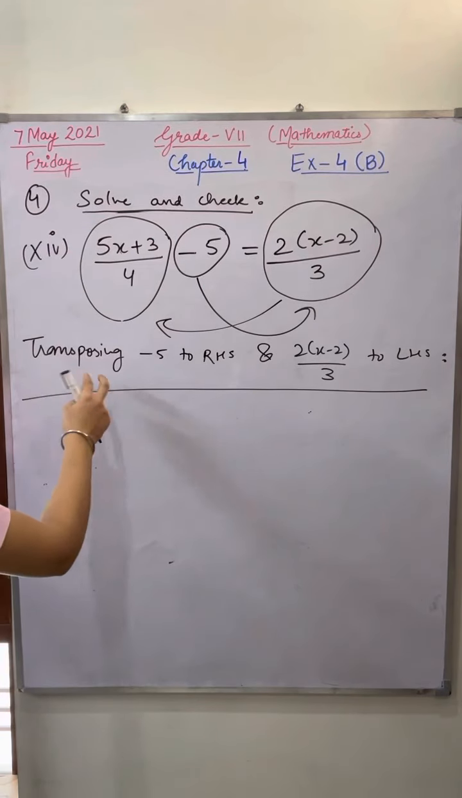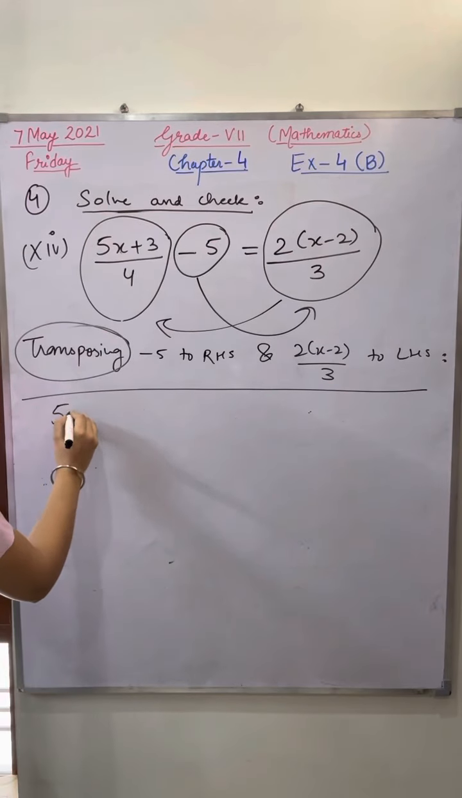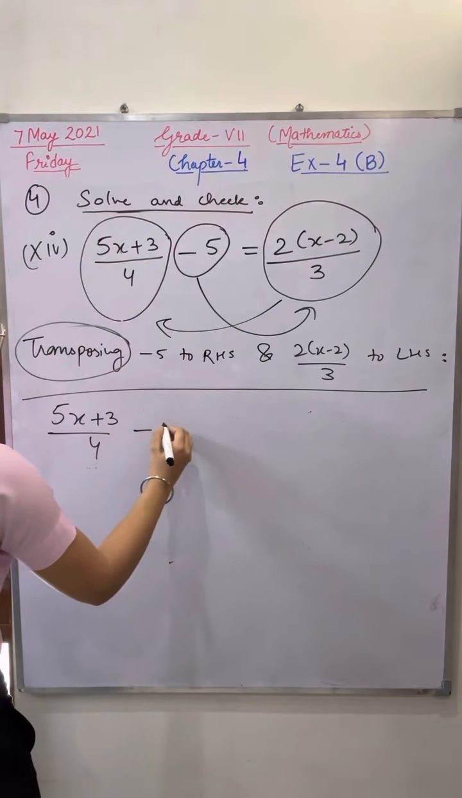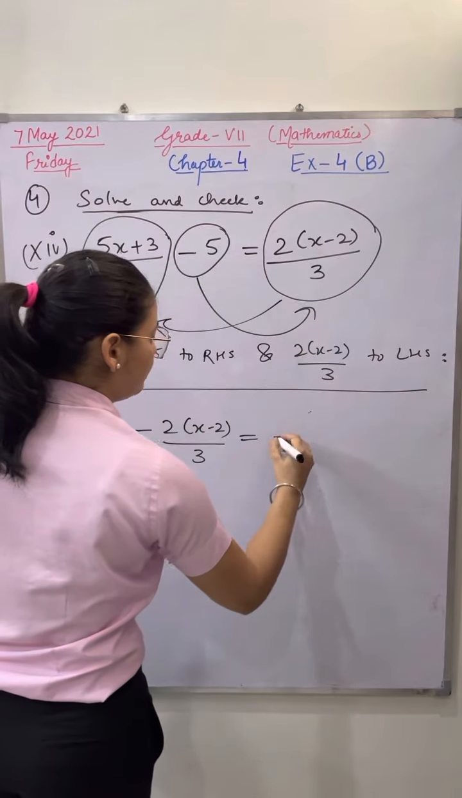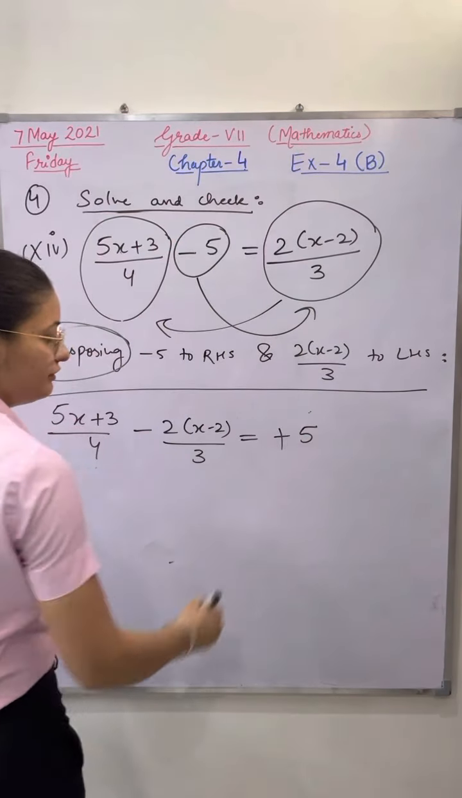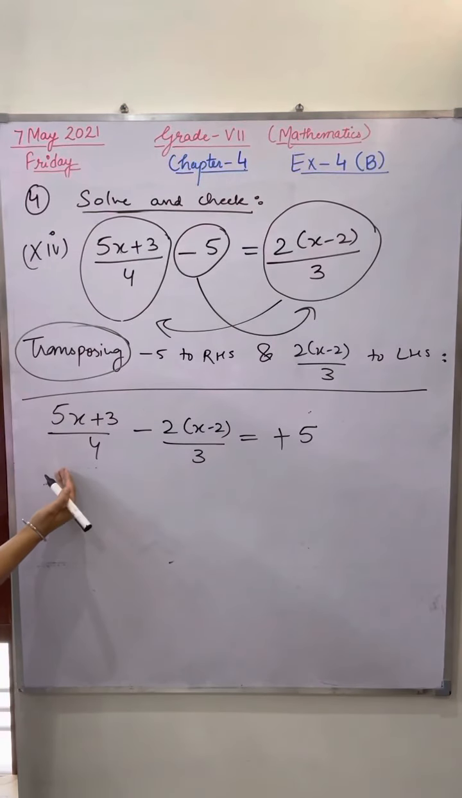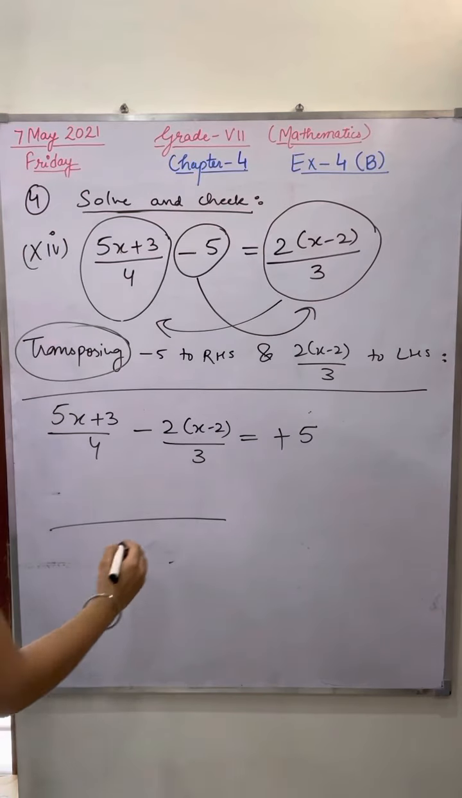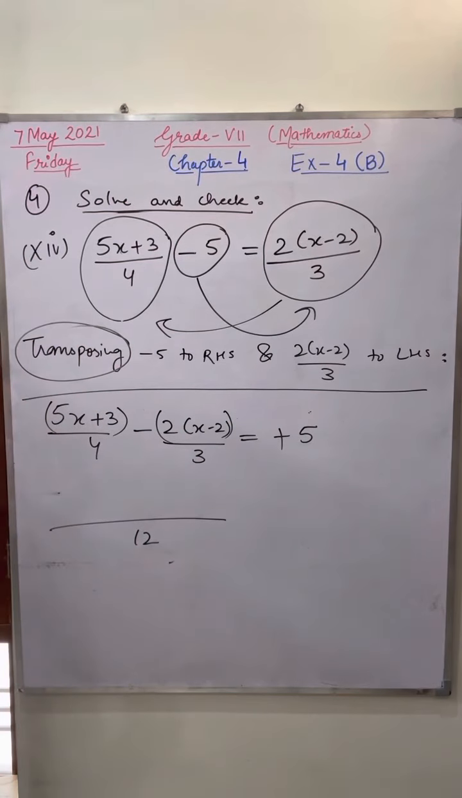Now you have to apply this transposition method in this question. Like I'm writing here, 5x plus 3 upon 4, this variable value will come to the left hand side. Minus 2x minus 2 divided by 3 is equal to minus 5, which will go to that side and become plus 5. Now I have the constant on the right hand side, and on the left hand side only variables. Now take your LCM. The LCM of 4 and 3 will be 12.